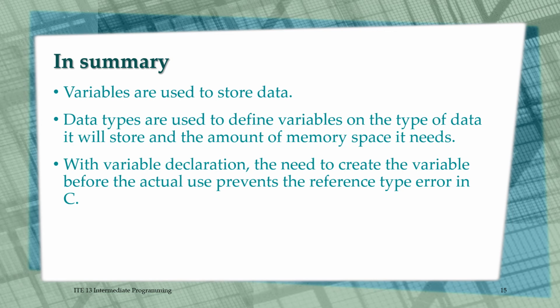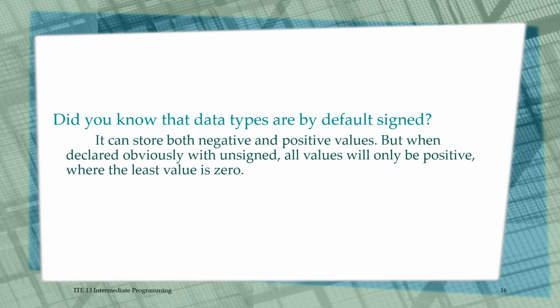Did you know that data types are by default signed? Variables by default can store negative and positive values, but when declared with unsigned, all values will only be 0 and above.